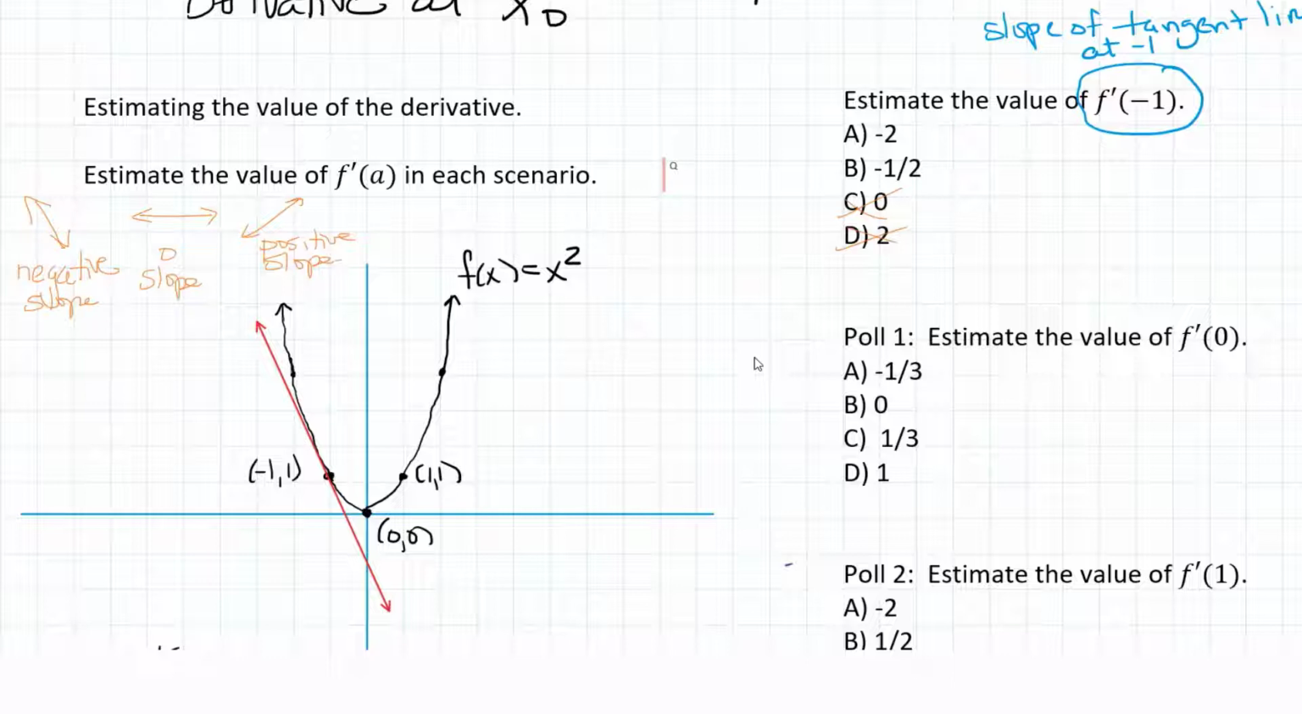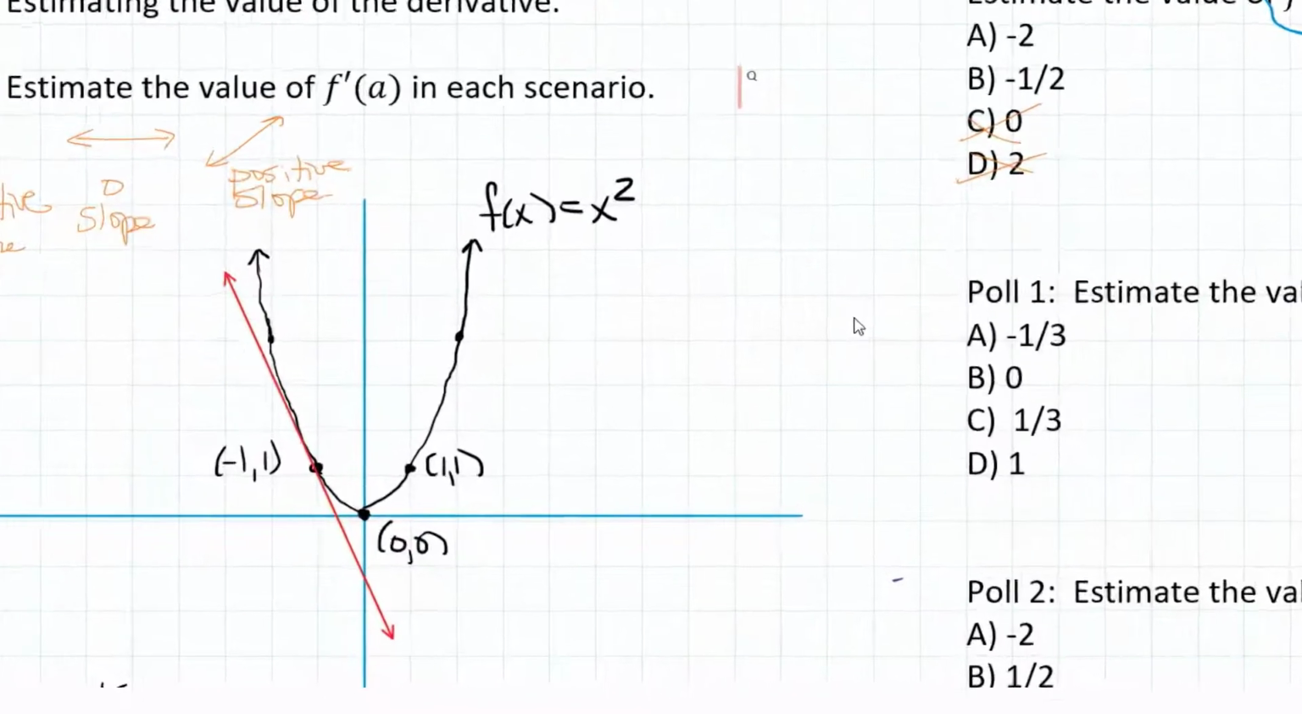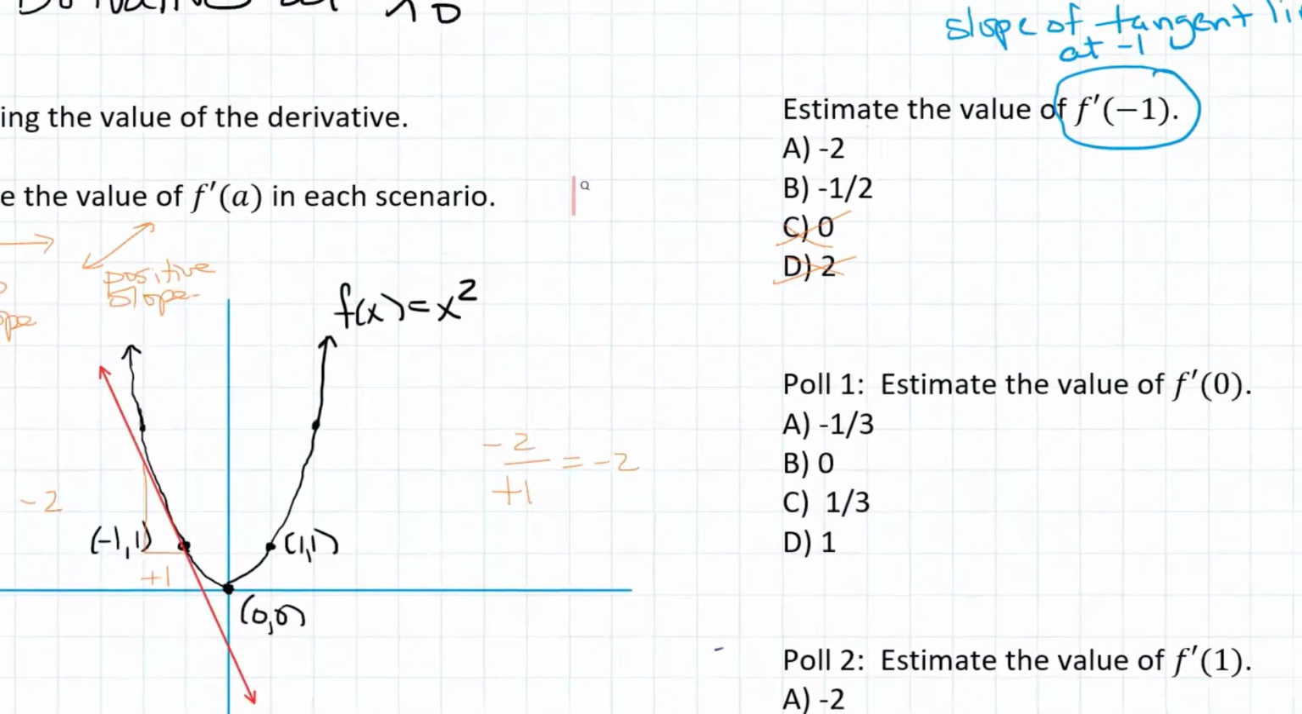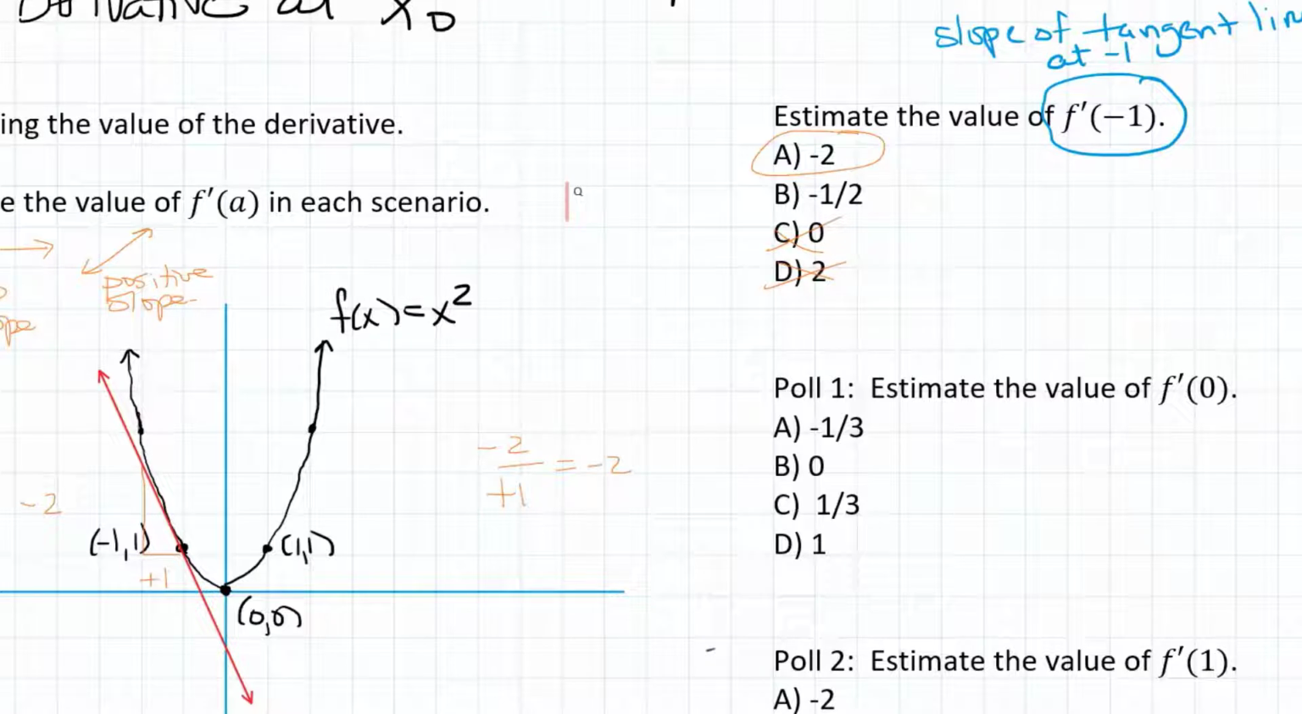I'm thinking of rise over run. So if you think about this, it looks like about down 2 to the right 1. So rise over run would be -2 over +1, which would be -2. So if you guessed A, that's the correct answer.